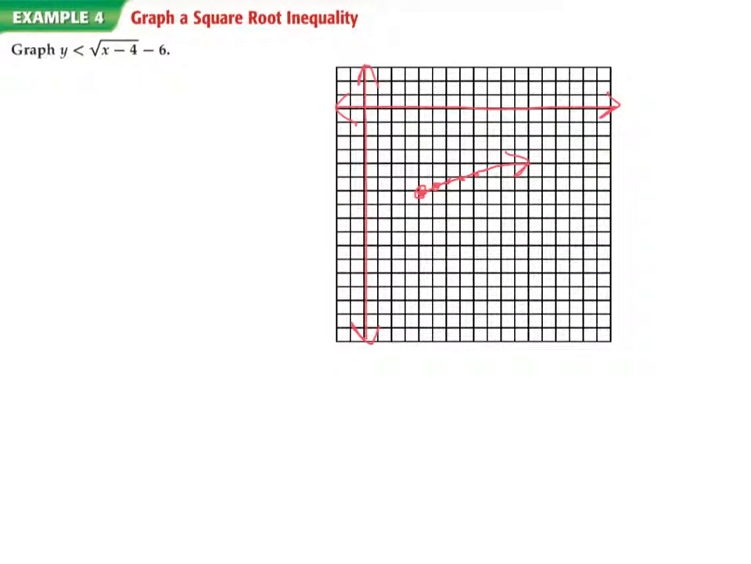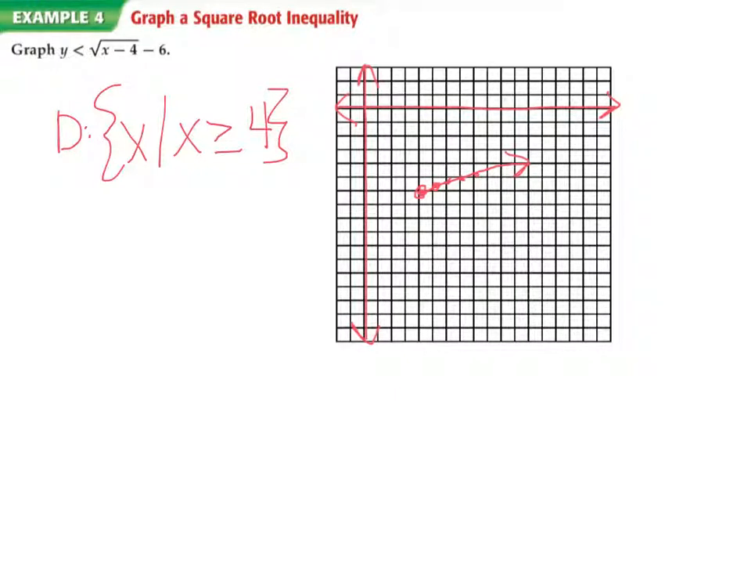In example 3, they want us to graph a square root inequality. So because we already went over the graphing, I went ahead and graphed this one for you guys. And now we want to talk about what the domain looks like. We know that given x is greater than or equal to 4.